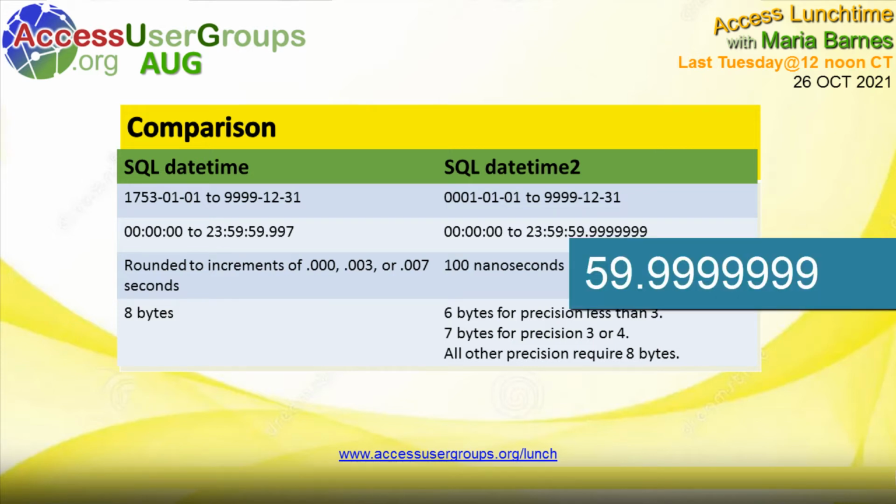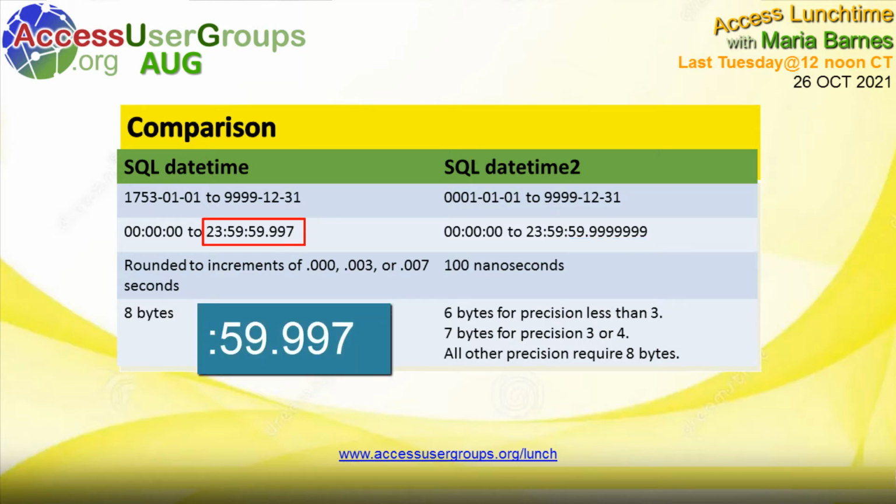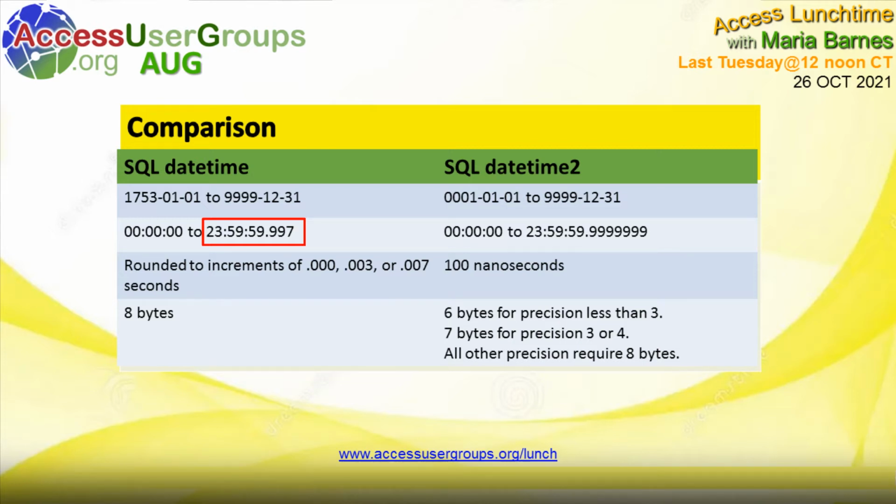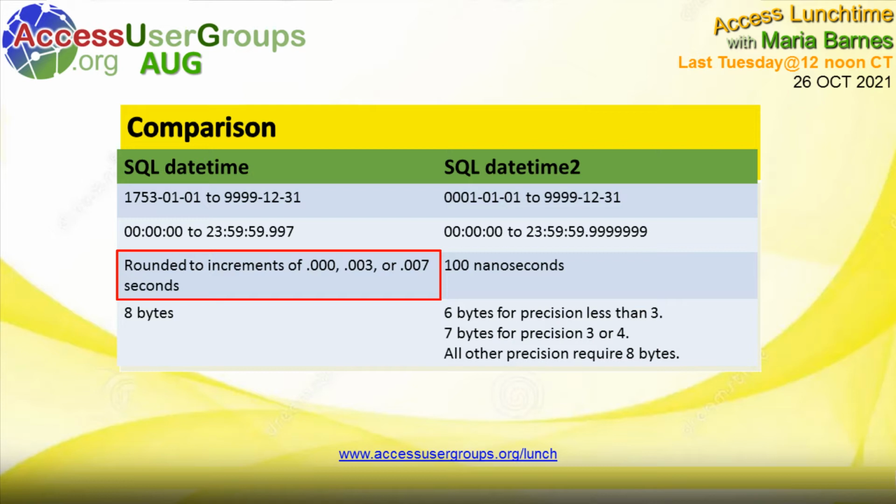So for SQL, we can go down to time-wise, 23:59:59.997. Notice that it's not 999. It actually has 3 spots that it rounds to. So I believe if you have 999, it would round down to 997. And then, oh, it says right here, 0, 3, or 7, rounded to increments. So maybe 999 would round up to 000. You have to play with that if that's important. But it's nice to know that it doesn't actually give you all the way down to that character totally.